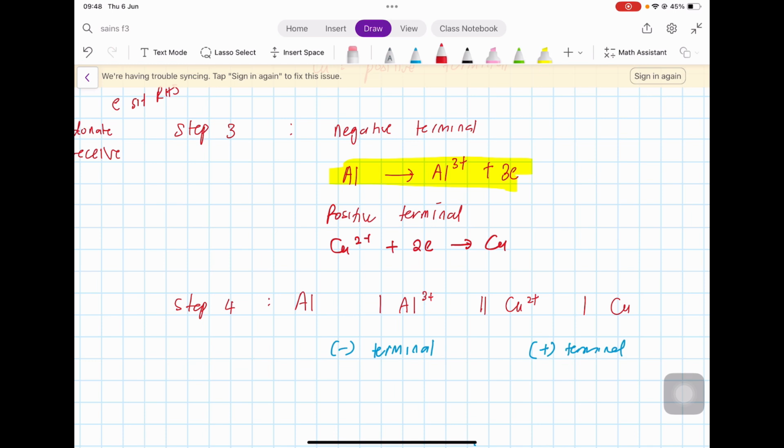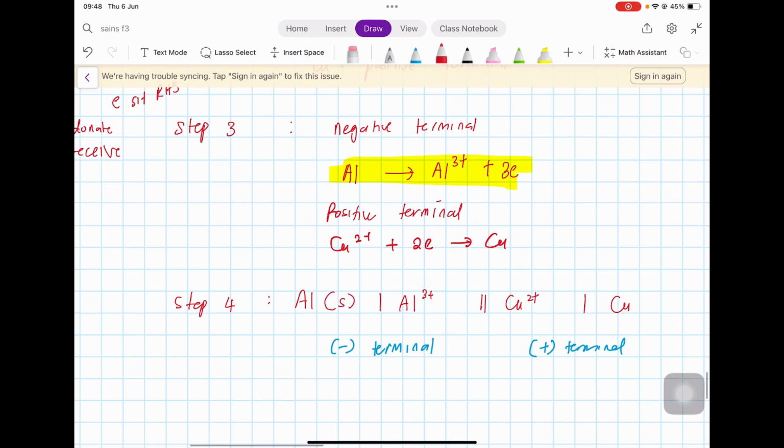Okay, this is one mark. To get another mark, you put your state. Okay, so aluminium is solid, so we write solid. And then aluminium ion means it is aqueous, so you write aqueous. And then this one is aqueous also, and then this one is solid. So that is 2 marks. Easy, right?